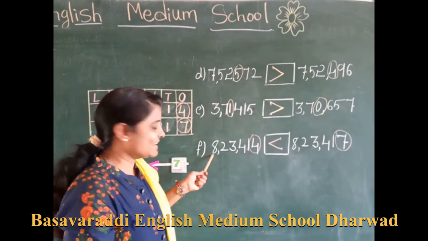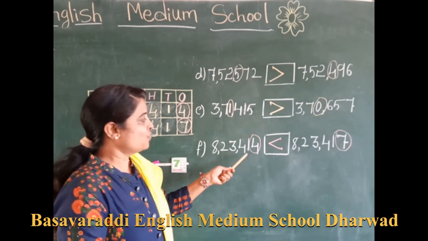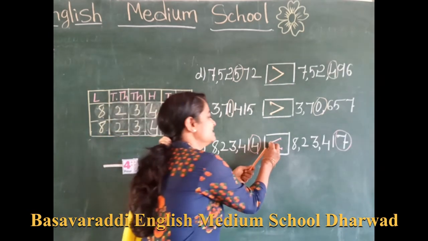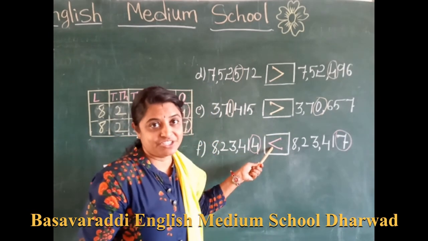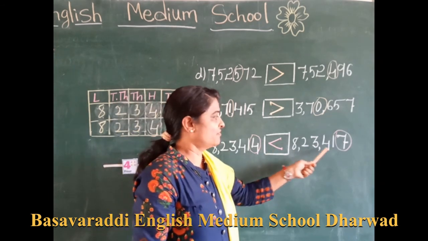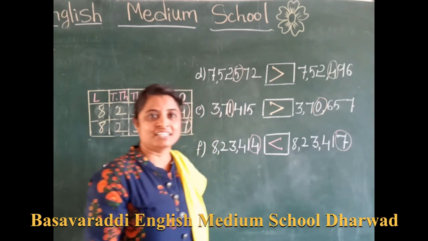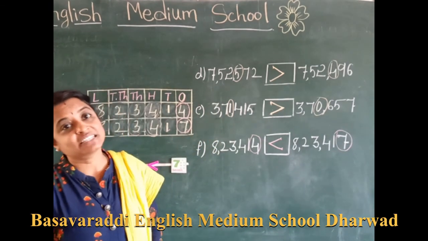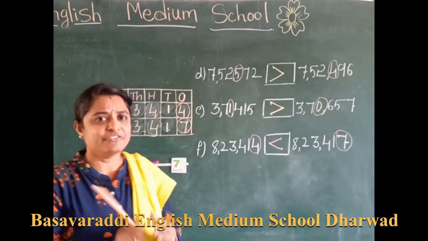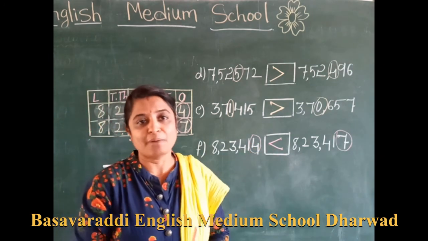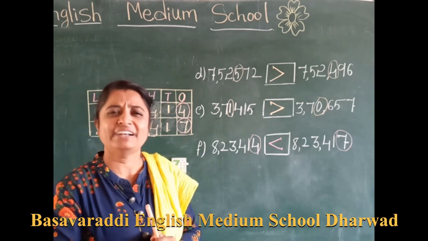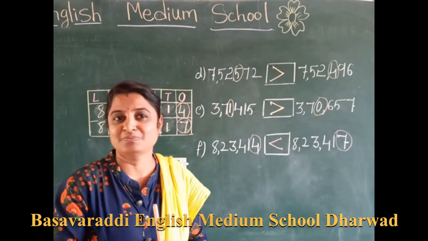Now you read this number. See here, 8,23,414 is smaller than, because we have the sharp edge here, 8,23,417. Yes, understood how to compare the place values, how to compare the values of the numbers, how to put the symbols. If it is a big number, don't think it is so big. Learn how to compare and how to find out which is the big number and which is the small number. It is very easy to find out the big and small numbers.